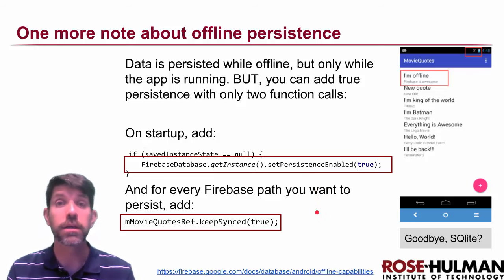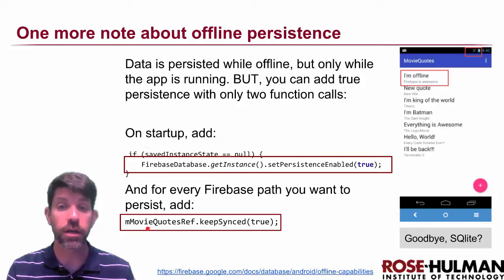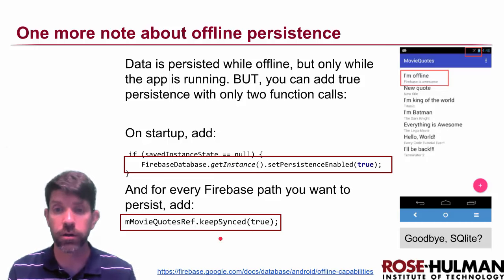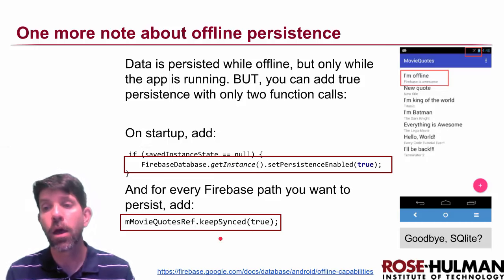And that sort of globally sets a flag there. And then the only other thing you need to do is to set which paths you want to keep persisted, right? So in our case, we only have one. We have the movie quotes reference here, and so we call keepSynced(true) on it. And of course, since we're doing that programmatically, we could change that true or false as our app required, right, on individual paths.